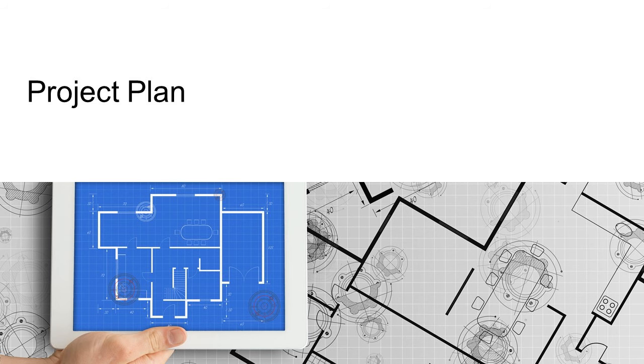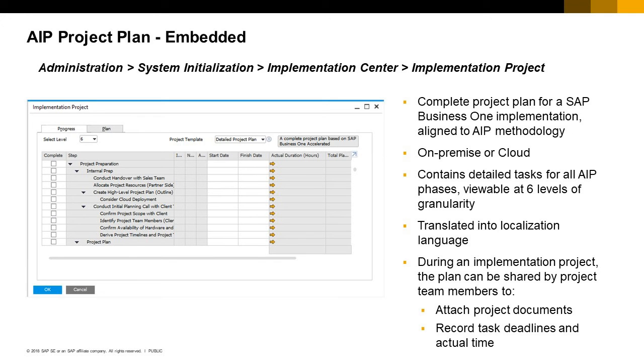Now let's look at the project plan. An implementation project plan is provided with the AIP materials. You can also find this plan embedded in the SAP Business One client application with the Implementation Center tools. The plan is fully aligned to the AIP phases and can be used for on-premise or cloud deployments.